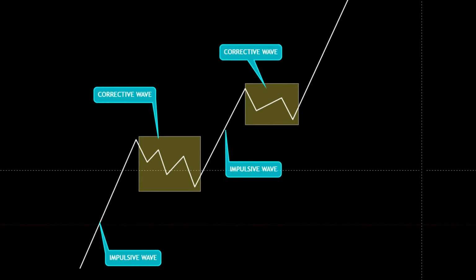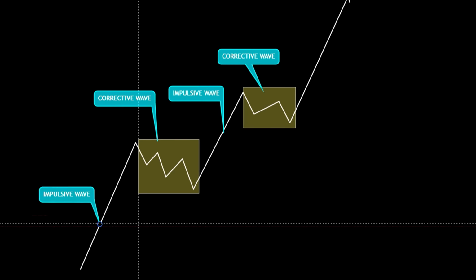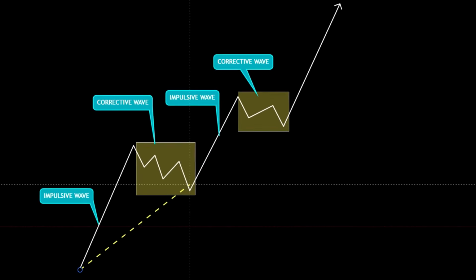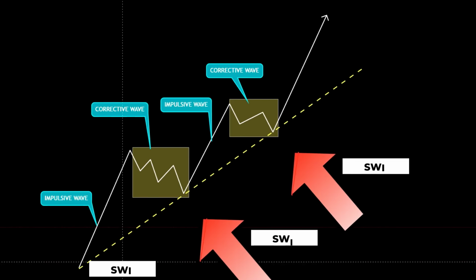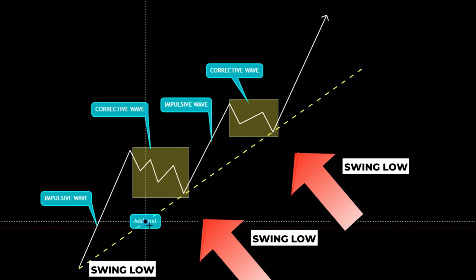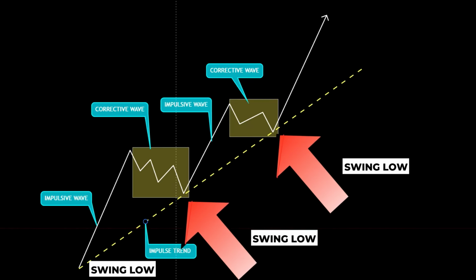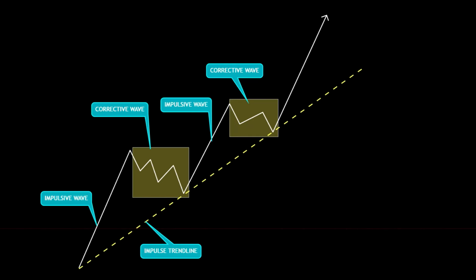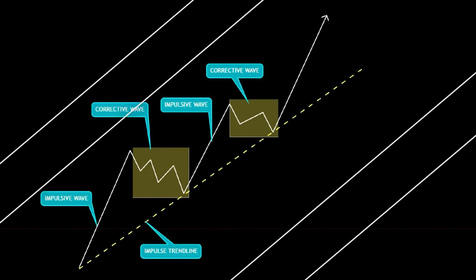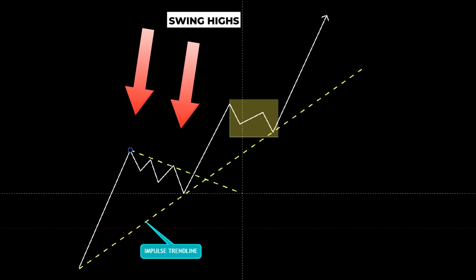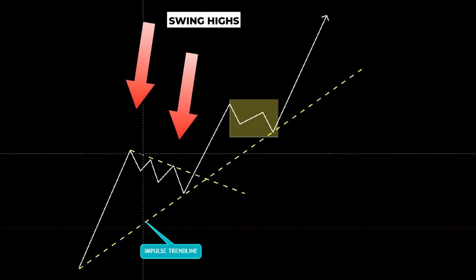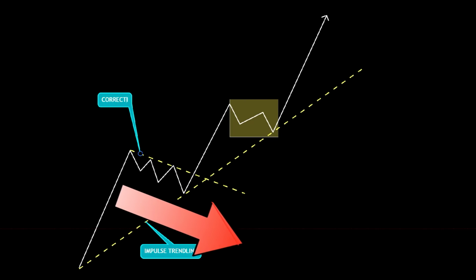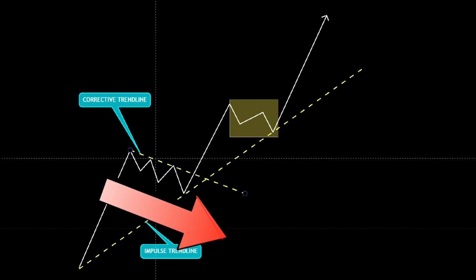Now let's talk about trend lines. In an uptrend, the impulsive trend line is drawn connecting the swing lows of those impulsive moves. It acts as a dynamic support level, showing where buyers have consistently stepped in to push the price higher. We also have what's called a corrective trend line. This connects the swing highs of corrective waves. In an uptrend, this will generally be a downward sloping line, acting as a temporary resistance level for those pullbacks.